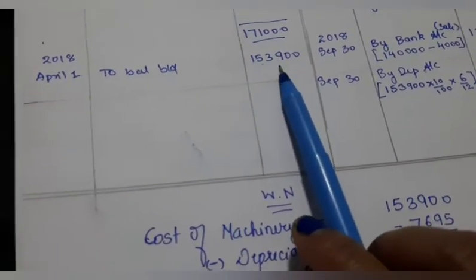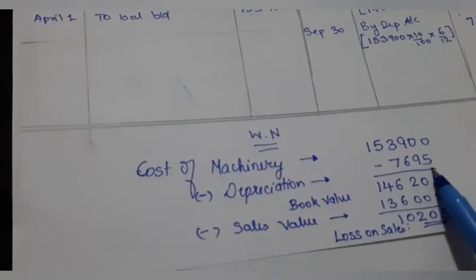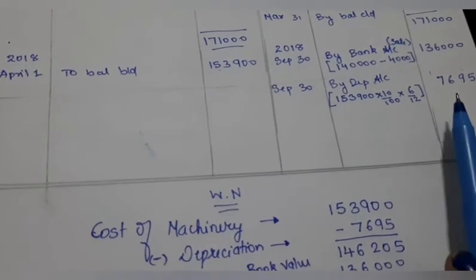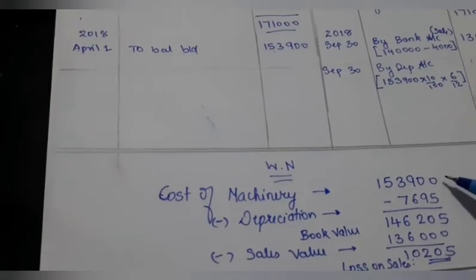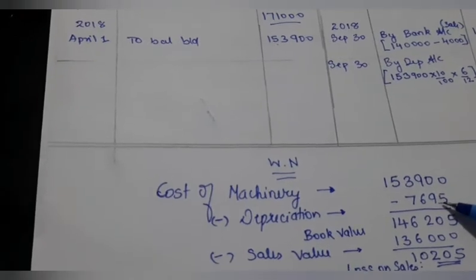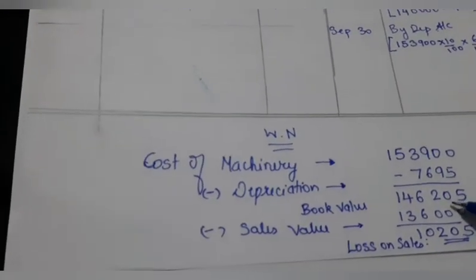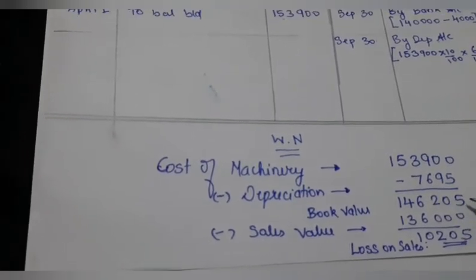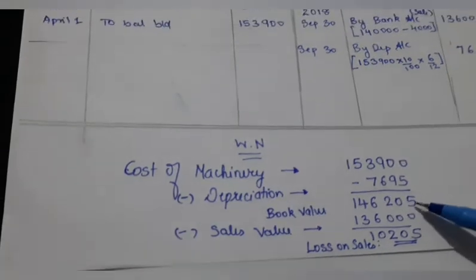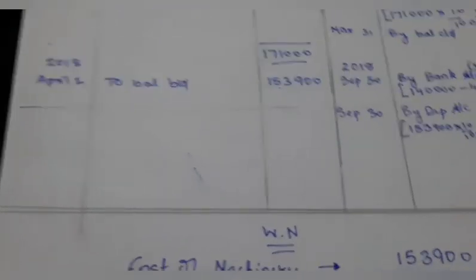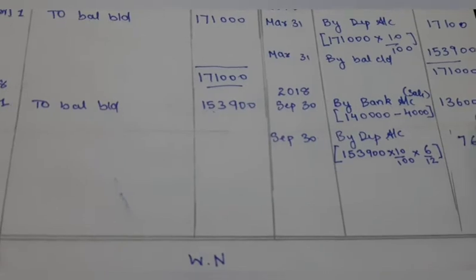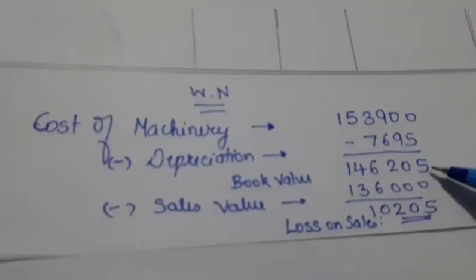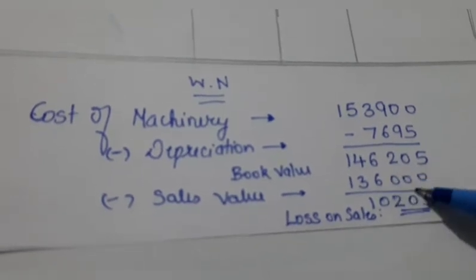This is the cost of that machinery. After that, the depreciation which we have charged on that machinery is 7,695. That also we calculated. So from the cost of the machinery, when we subtracted depreciation, we got the book value of that machinery, that is 1,46,250. Now the sales value is also given to you. For what value are you selling this machinery? It is 1,36,000. So the book value is 1,46,205 and the sales value is 1,36,000.